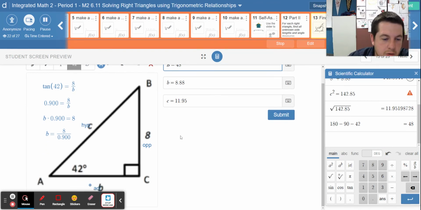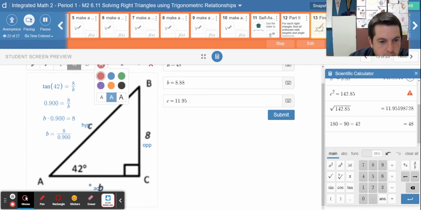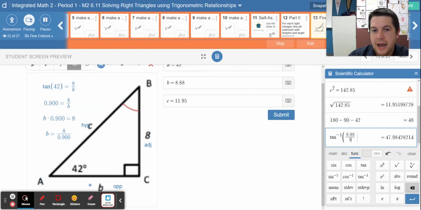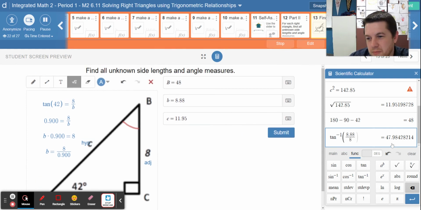But I also could use an inverse trigonometric function. So if I make b my angle of reference here, what that would do is switch this. Now this side becomes opposite, and this side becomes adjacent. And I could use the inverse of, let's say, tangent, the opposite divided by adjacent. So that would be my 8.88 divided by my adjacent side, 8, and I get 47.9, or pretty much 48. So we could get those angles either way.